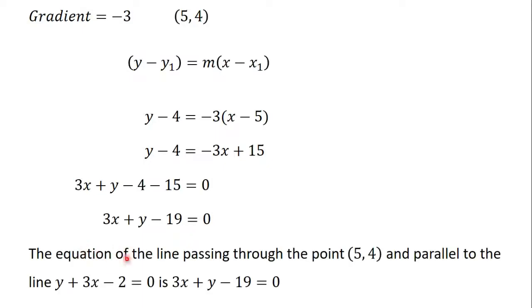So we can say that the equation of the line passing through the point (5, 4) and parallel to the line y + 3x - 2 = 0 is 3x + y - 19 = 0.